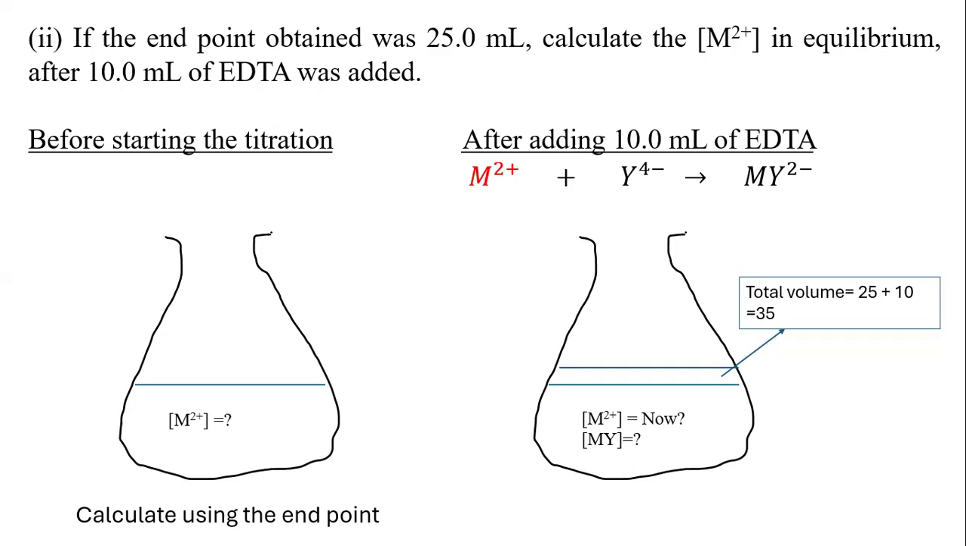If the endpoint obtained was 25, calculate the M2+ at equilibrium after 10 ml of EDTA was added. Did anybody do this?